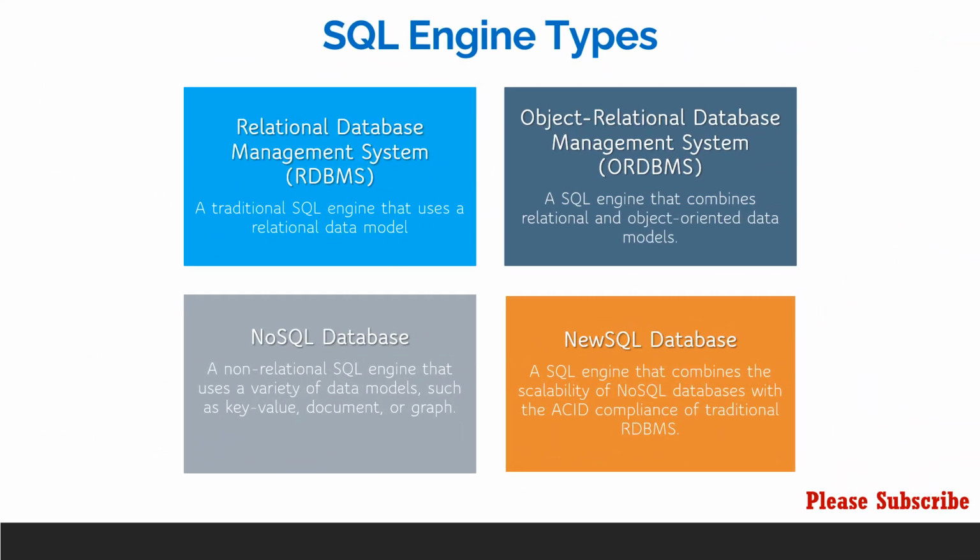Now let's know about the types of SQL engine. There are four types. Relational Database Management System or RDBMS, which is a traditional SQL engine that uses a relational database model. The second one is the Object Relational Database Management System or ORDBMS. This is an SQL engine that combines relational and object-oriented data models. The third one is the NoSQL database, which is a non-relational engine that uses a variety of data models such as key-value, document, or graph. The fourth one is the NewSQL database. This engine combines the scalability of NoSQL databases with the ACID compliance of traditional RDBMS.